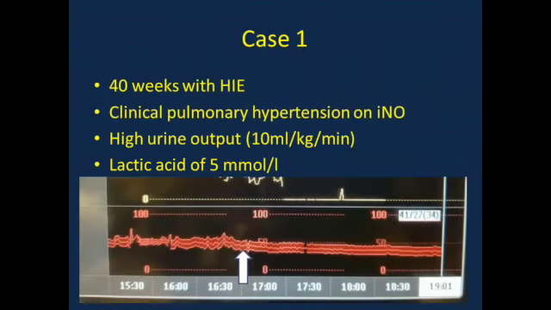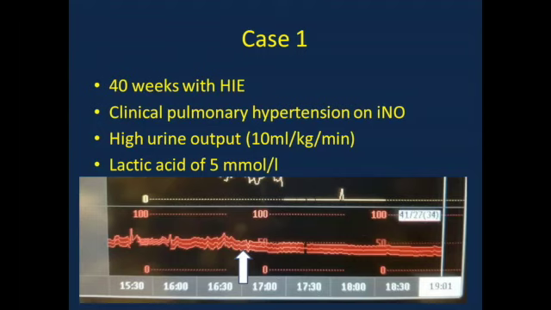Then I have some case scenarios just to make the application much easier to understand. Case number 1: a term infant with HIE, with clinical pulmonary hypertension on nitric oxide. FiO2 was initially 100%, and then after nitric oxide improved to 60%. So there was a response to nitric oxide, but not the expected response. There was high urine output, 10 ml per kg per hour, which is really strange and unexpected for HIE.